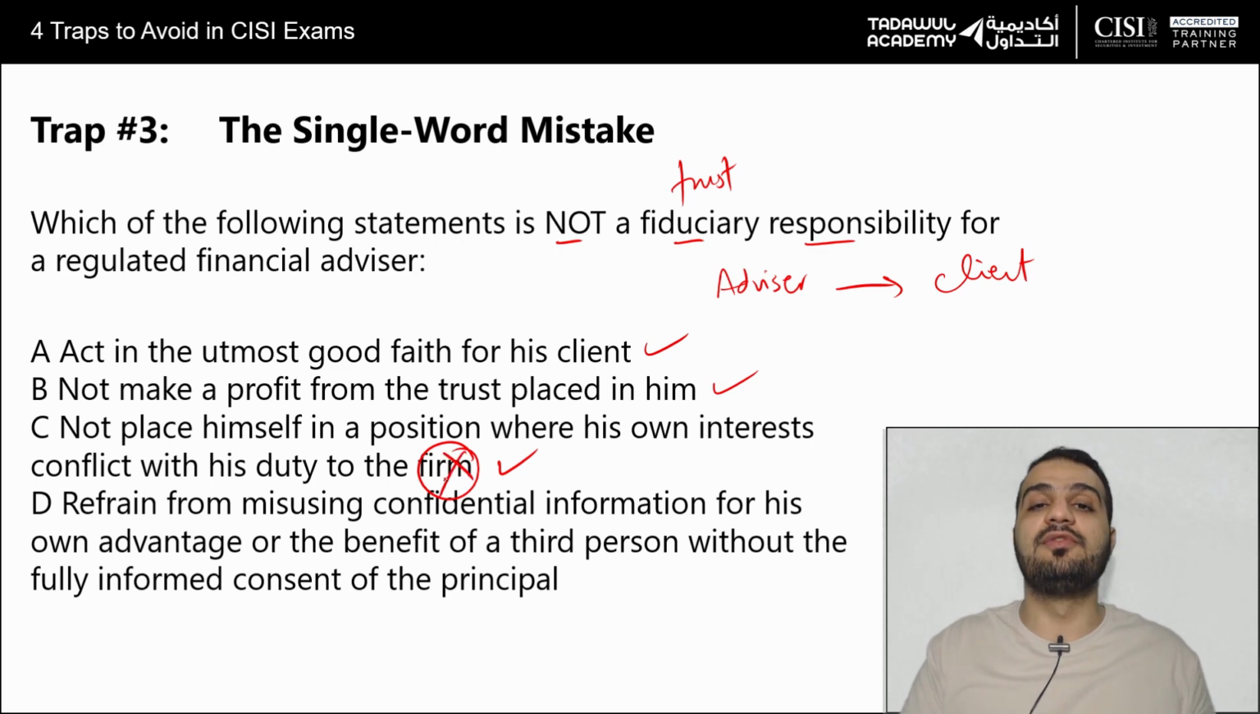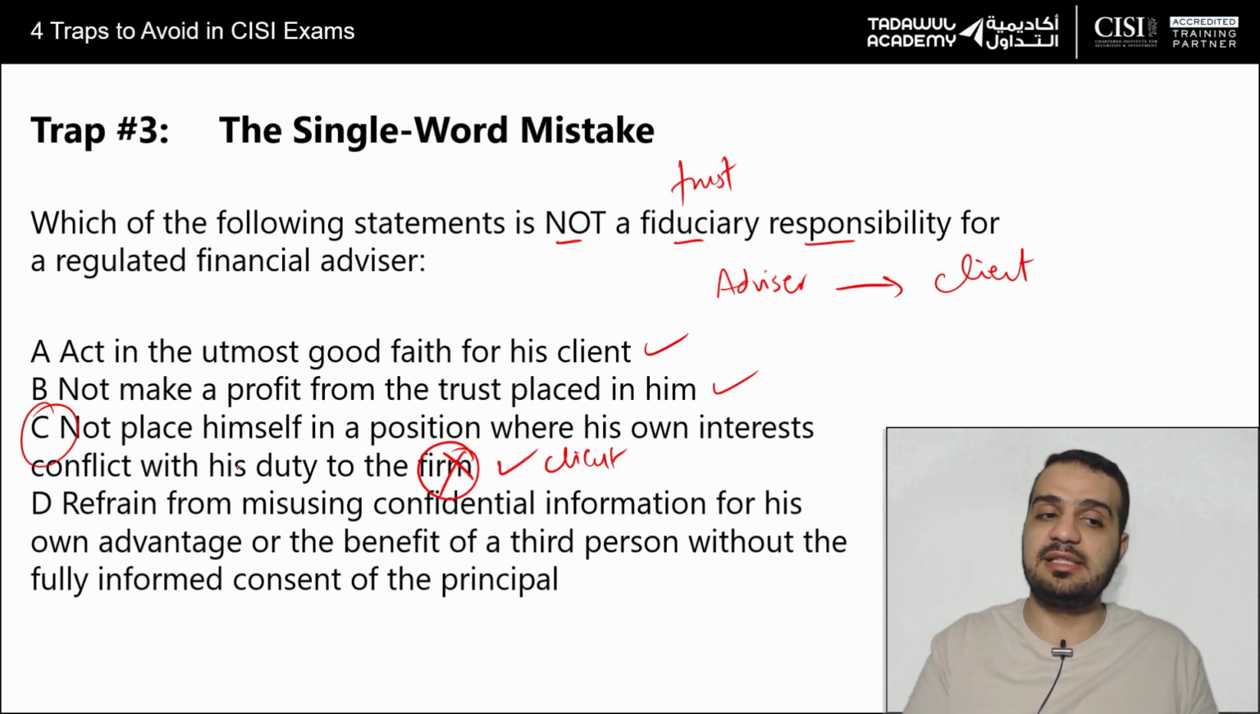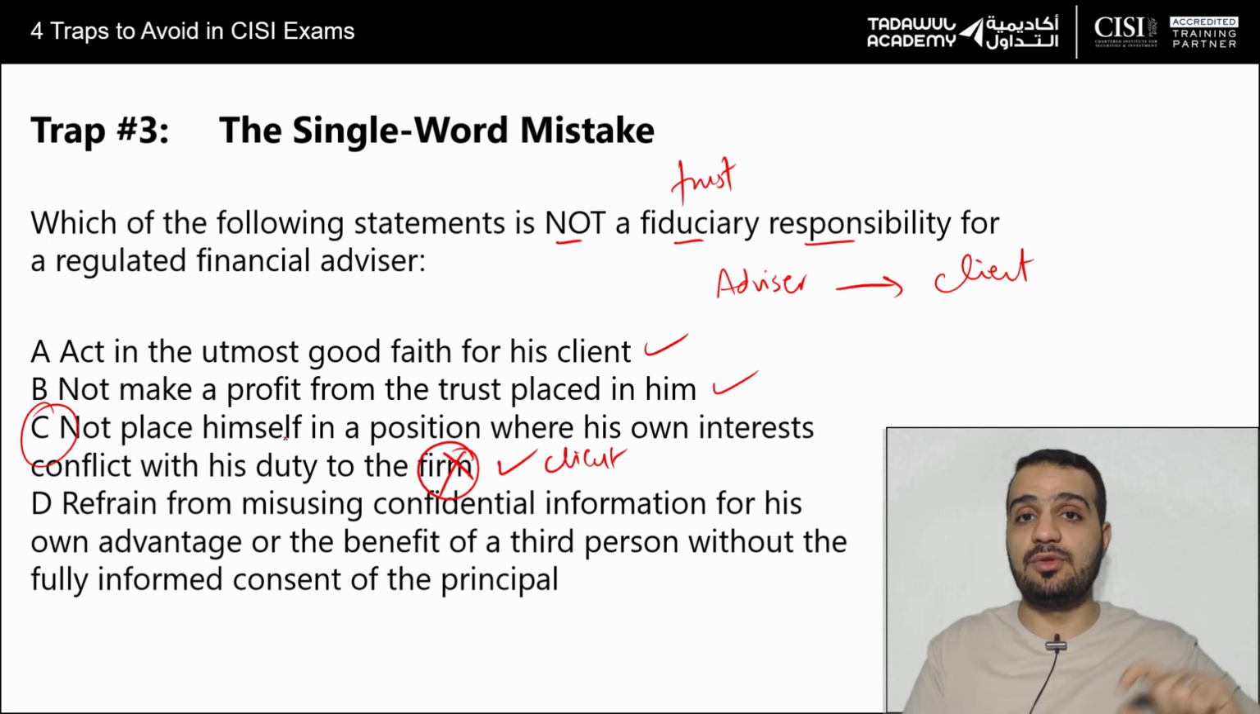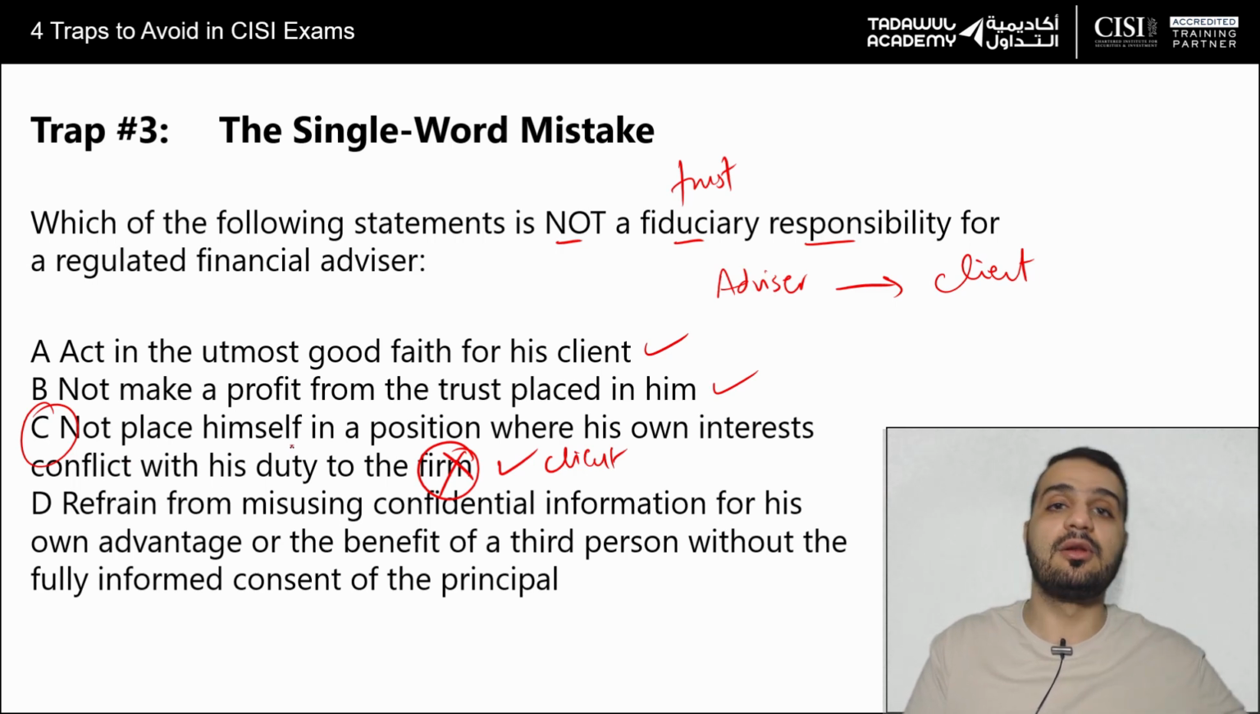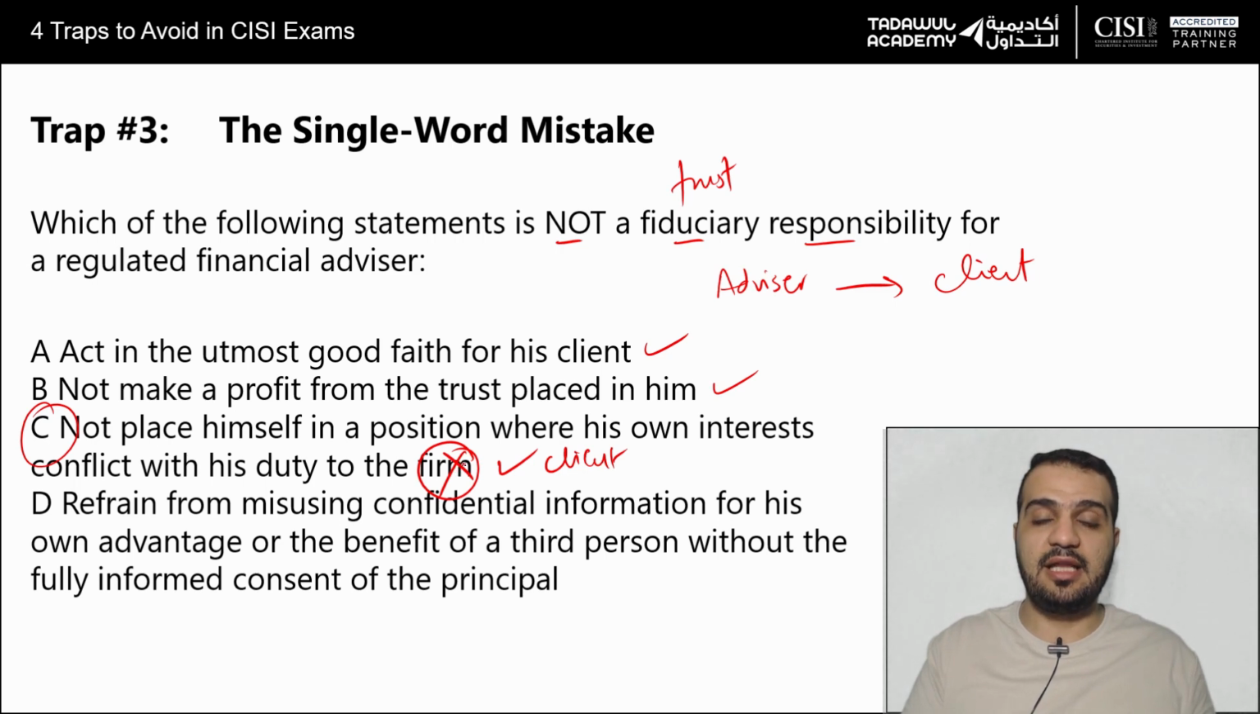Your duty to the firm. The right answer should be not place himself in a position where his own interest conflict with his duty to the client. So by just changing the last word, basically C is the wrong. C is not a responsibility for the financial advisor. So which of the following statements is not a fiduciary responsibility? It's C. Why? Because fiduciary means your relationship with your client, not with your company. See, just the last word in the answer ruined the whole answer.